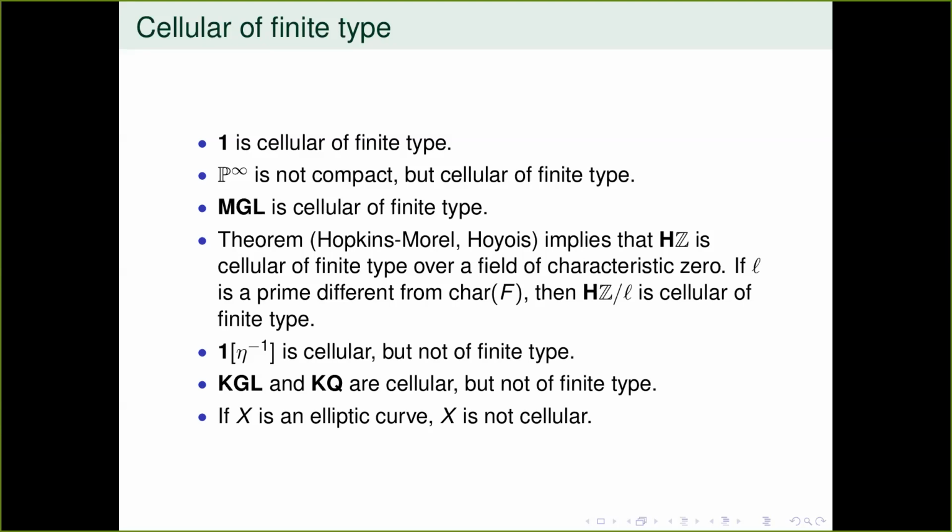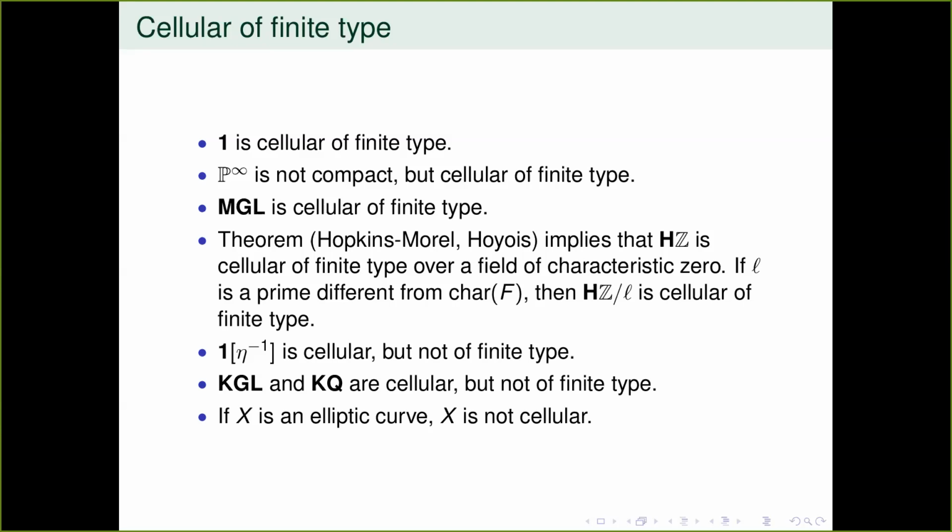Okay, then here are some non-examples. If you look at the eta inverted sphere, it's cellular by construction, but it's not of finite type because you have too many cells of connectivity zero, infinitely many. And the periodic K-theory spectra, KGL and KQ, they are also cellular. It's not so hard to prove this. But they are not of finite type, and this can also be seen by their periodicity properties.